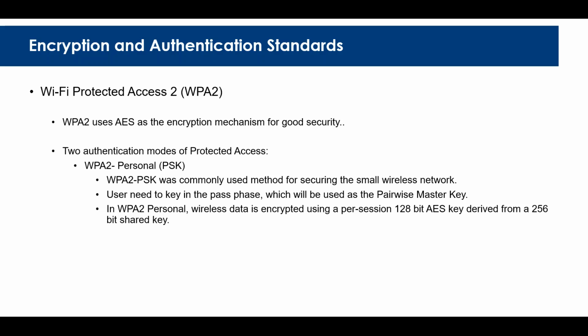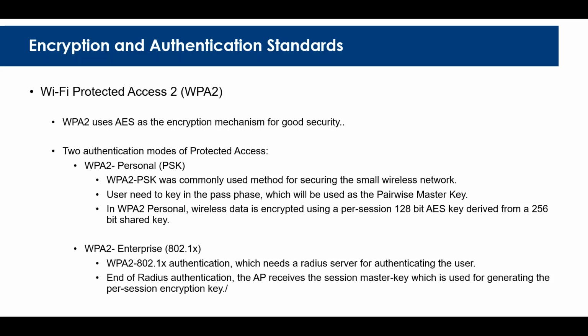WPA2 Personal uses a per-session 128-bit AES key for encrypting and decrypting wireless data. The second is WPA2 Enterprise, otherwise called WPA2-802.1X, which needs an authentication server for authenticating the user. At the end of the authentication process, or the RADIUS handshake, the AP receives a session master key, which is used to generate the per-session encryption key.